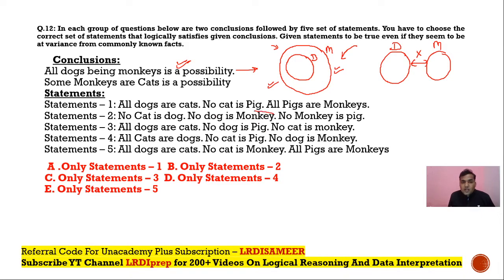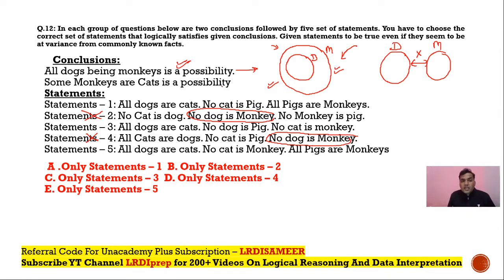You see that no dog is a monkey is mentioned in statement 2. So can I eliminate statement 2? No dog is a monkey is also mentioned in statement 4. So can I eliminate statement 4? No dog is a monkey. Okay, now these two statements are eliminated. I don't need to now make a Venn diagram of statement 2 and statement 4.